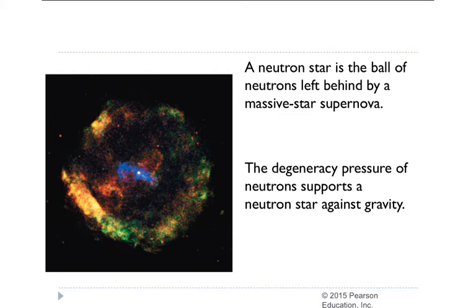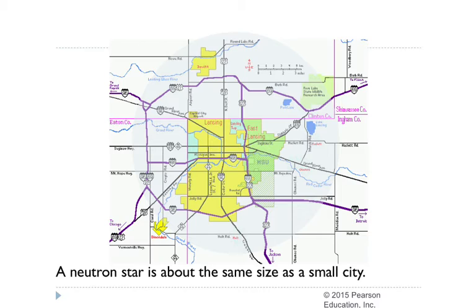So a neutron star is a ball of neutrons that are left behind after a supernova. Again, degeneracy pressure keeps that stable. And a neutron star will be about the size of a small city, so about the size of Long Beach or so. Again, a white dwarf will be about the size of the Earth. Here we're talking something extremely small, right? That mass is contracting and very, very tight, so probably about the size of Long Beach.